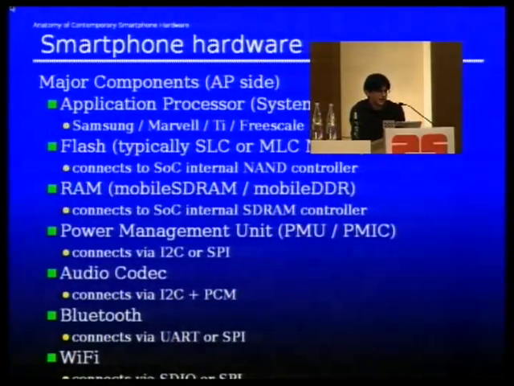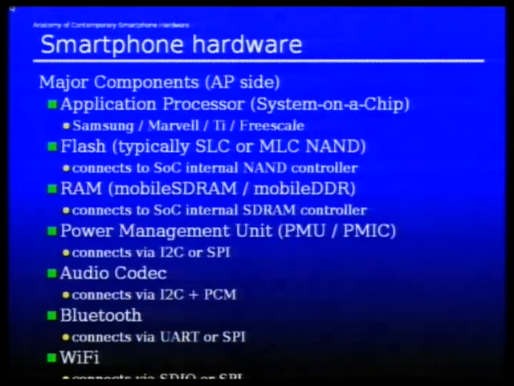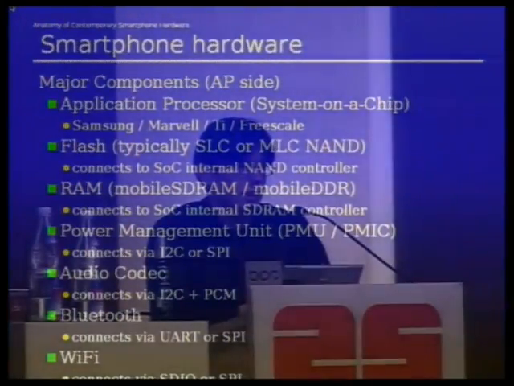You have some amount of flash. Typically, it used to be, or still is to some extent, single-level cell NAND flash. Multi-level cell NAND flash is coming up more and more. It's typically connected to the NAND flash controller inside the system on a chip, which means that this is native raw NAND flash. It's not like a solid-state disk that looks like a hard disk and offers a block device abstraction to you, but it's raw NAND flash, and your file system or your block translation layer has to work on top of that, because NAND flash has its inherent characteristics. You can't just use it like traditional block devices. So this is not like a USB drive.